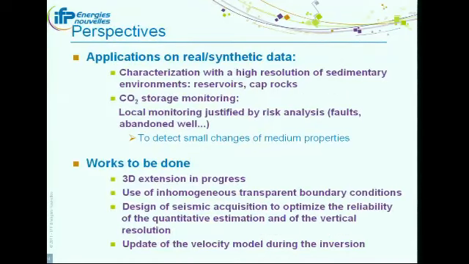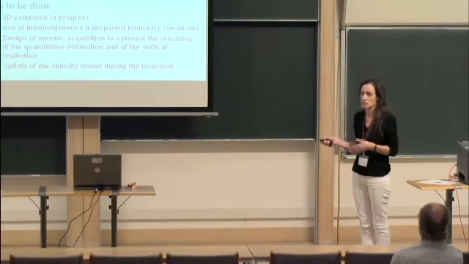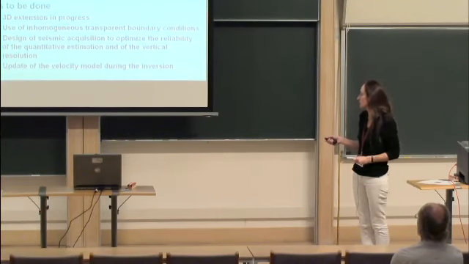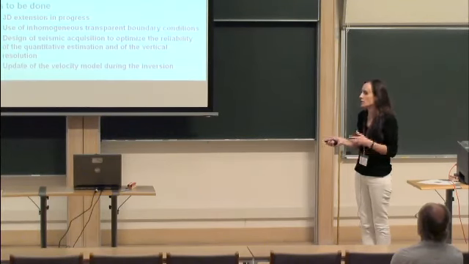So just to end, I will say that some work still needs to be done. The 3D extension is still in progress. We also want to use homogeneous transparent boundary conditions that will be better suited to our problems than the Dirichlet boundary conditions that we are actually using. And we also want to see how we can update the velocity model during the inversion.